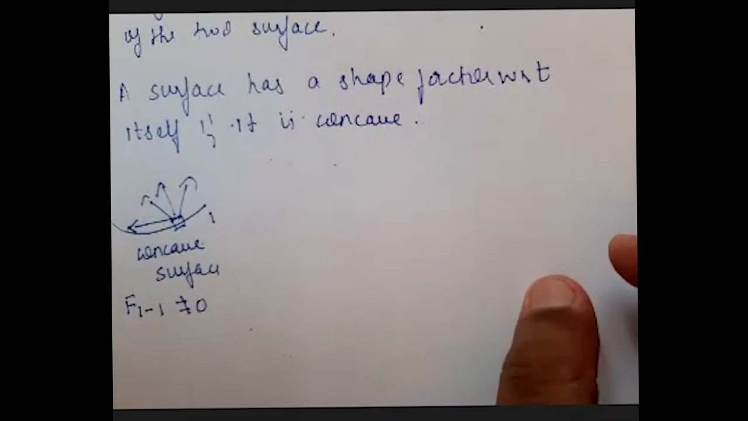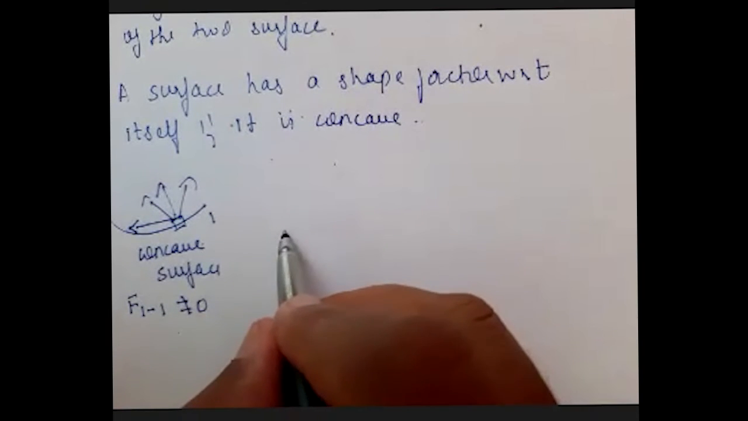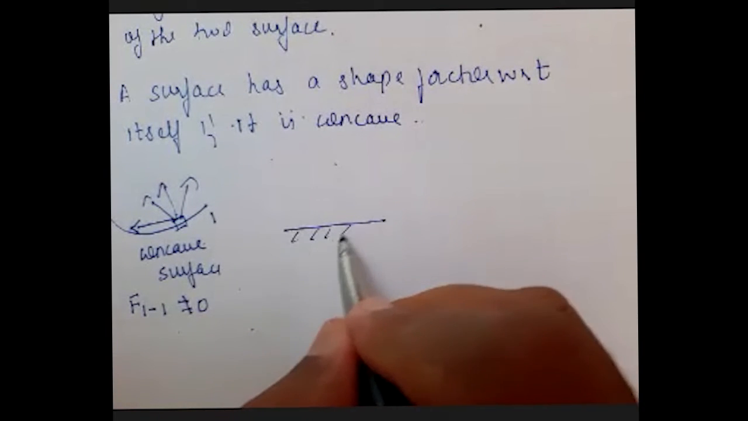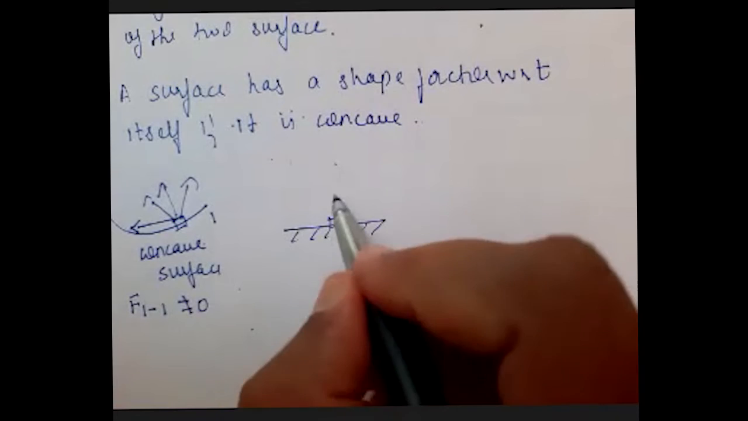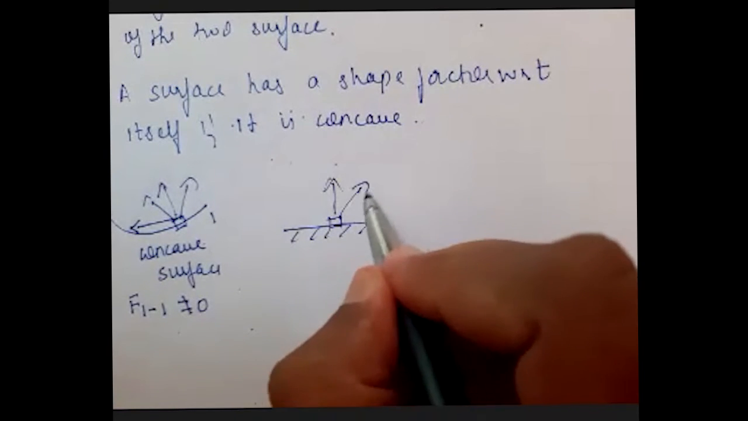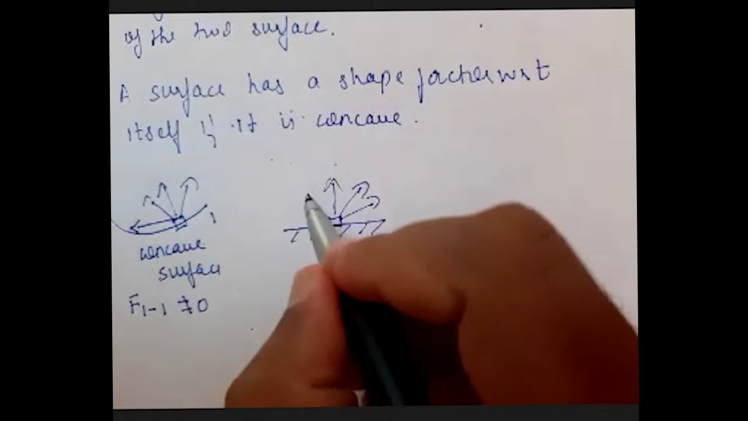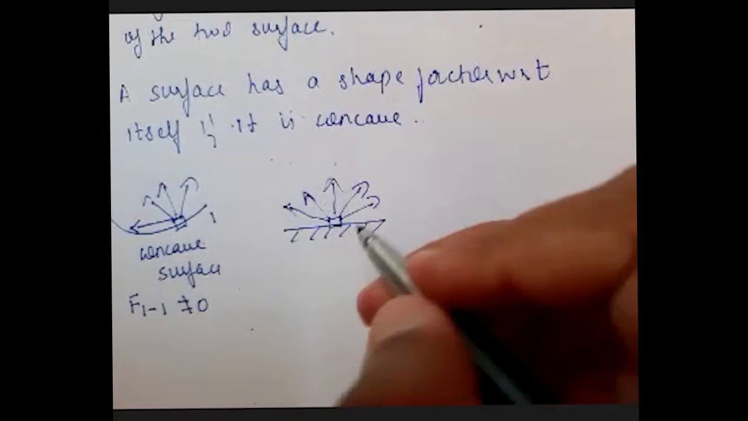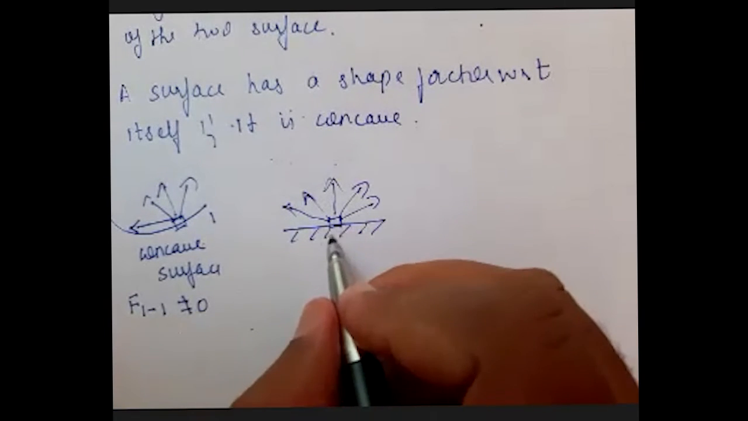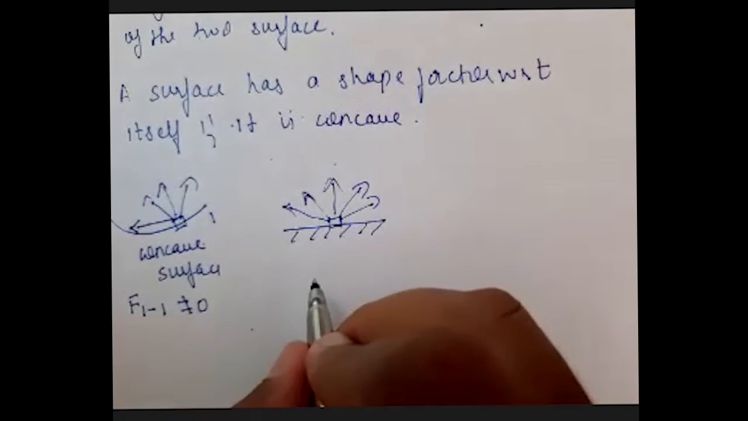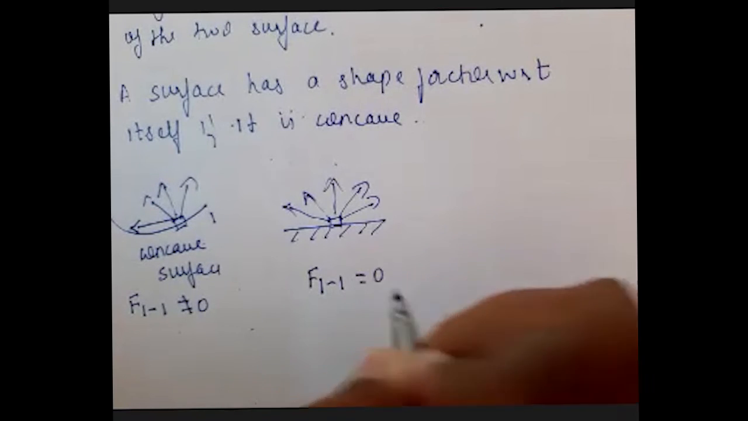In some cases, like a flat surface, I have radiation emitting from this surface. In this case, none of the radiation is coming back to the surface. So in that case, F11 will be equal to 0.